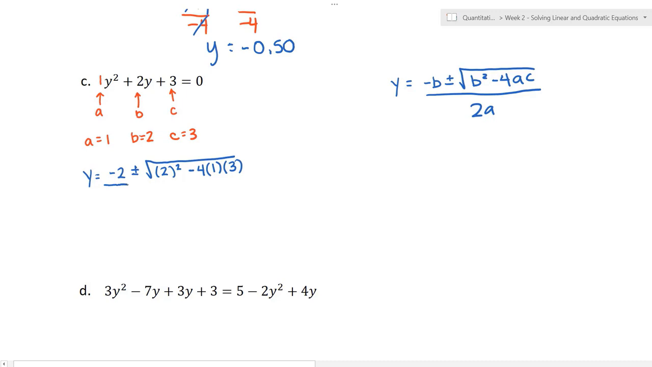All over, now remember this line goes under the entire equation, not just the square root part, but the negative 2 plus or minus square root section. The whole thing, 2 times a, which is 1. Okay, so you should be able to just type this into your calculator.